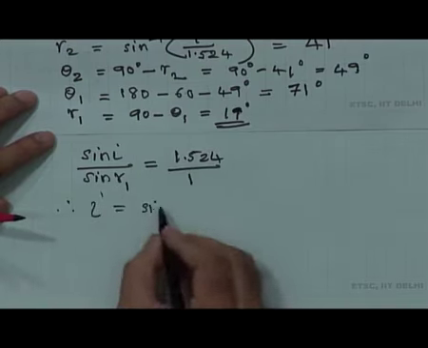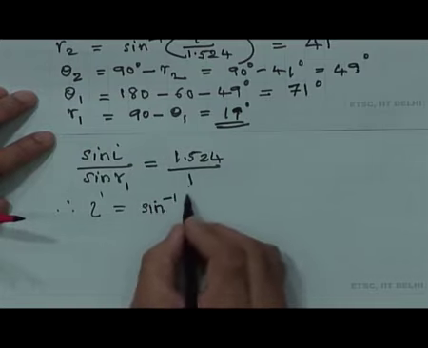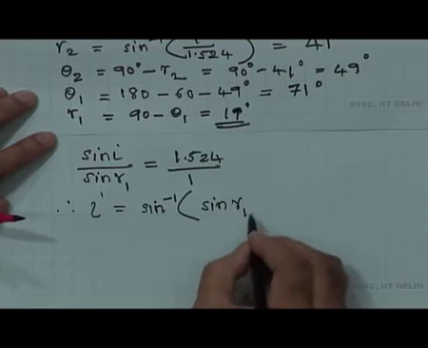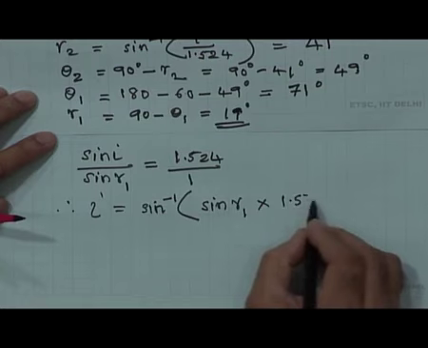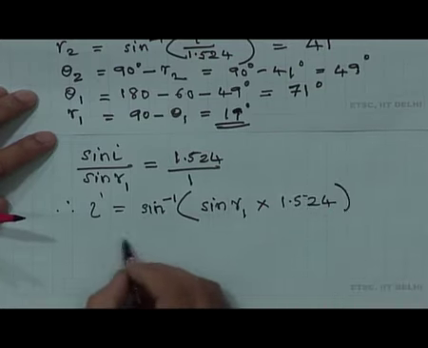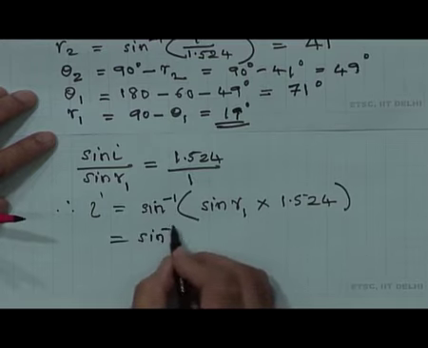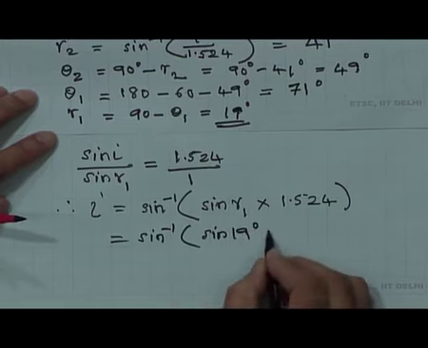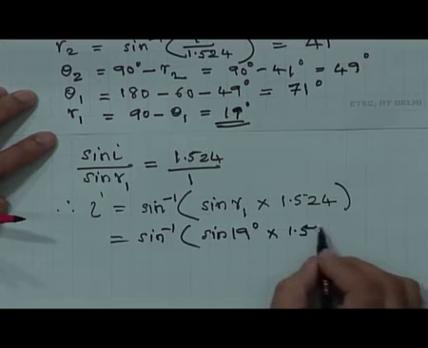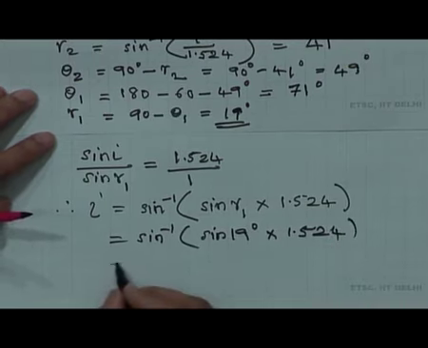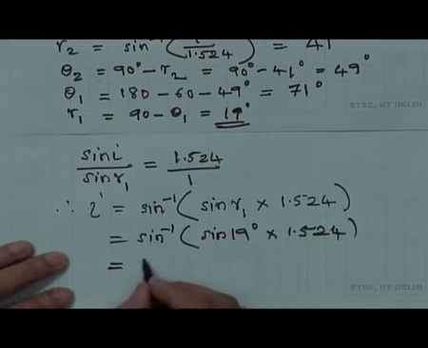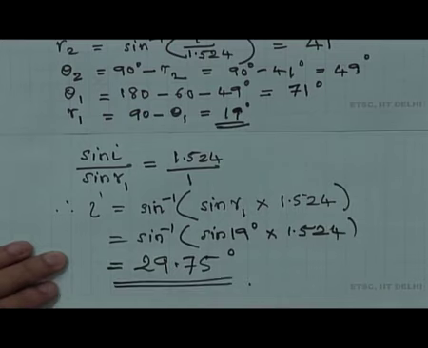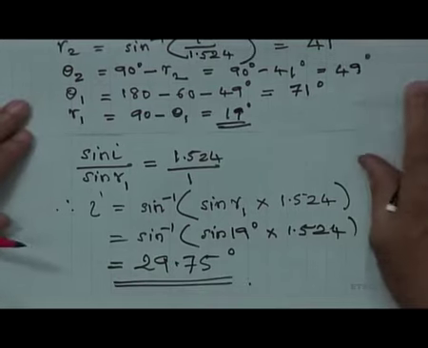We know R 1 is 19 degree, therefore, I is equal to sine inverse. I have taken this to the other side and then inverse of this. So, sine inverse of sin R 1 into 1.524. So, this is equal to sine inverse of sin 19 degree into 1.524. This will come out to be 29.75 degrees. So, this was the angle that was asked to find out.